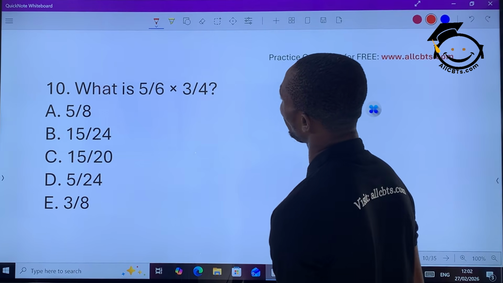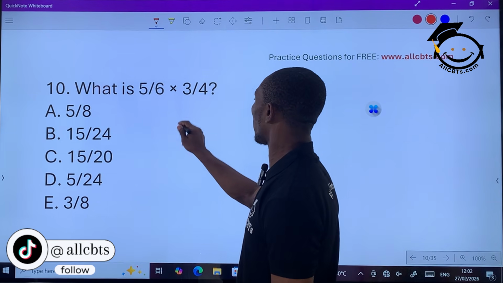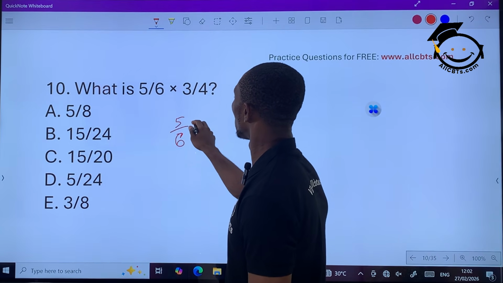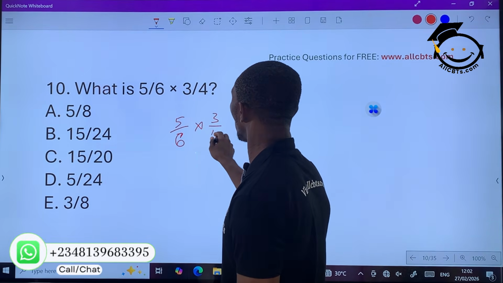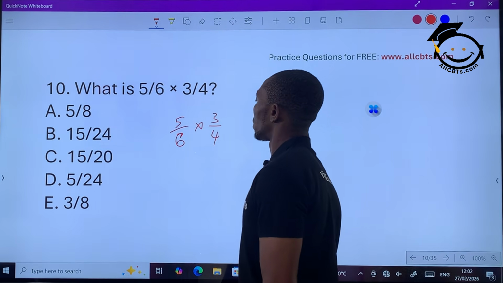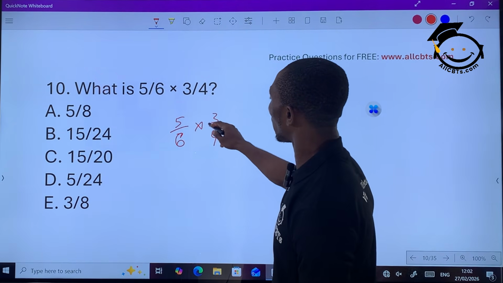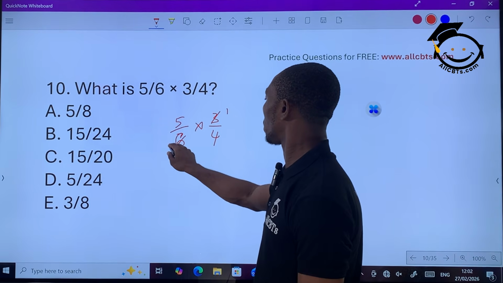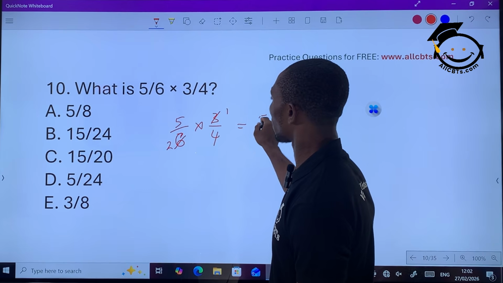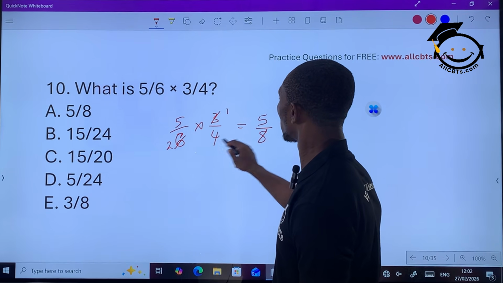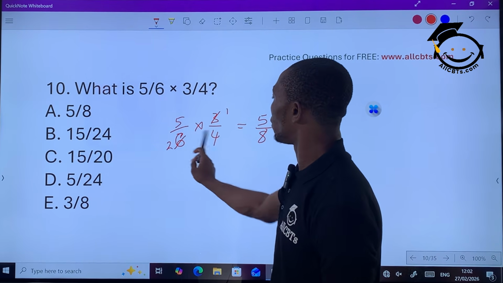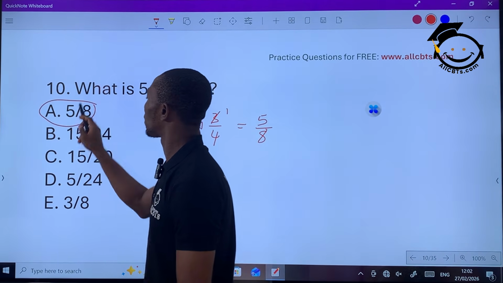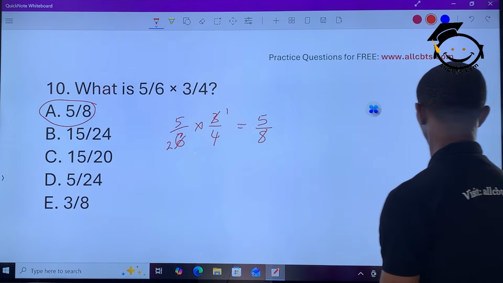What is 5 over 6 times 3 over 4? 5 over 6 times 3 over 4. Alright, we can cancel out since we are multiplying. 3 here 1, 3 here 2. This gives us 5 over 8. 5 times 1, 5. 4 times 2, 8. So our answer would be 5 over 8.